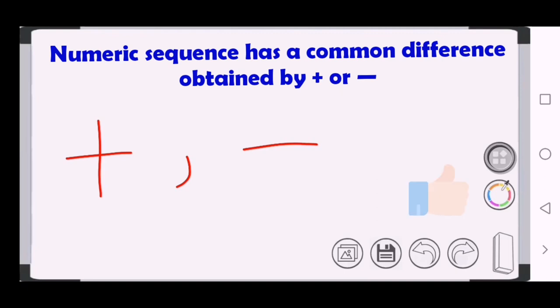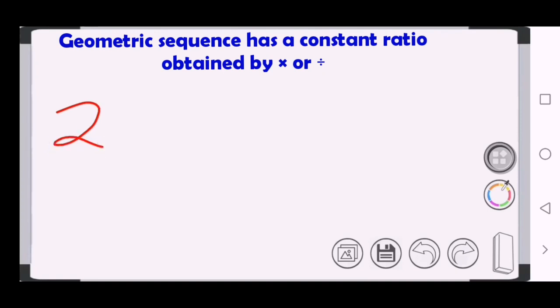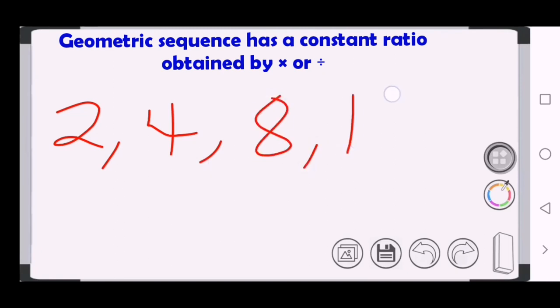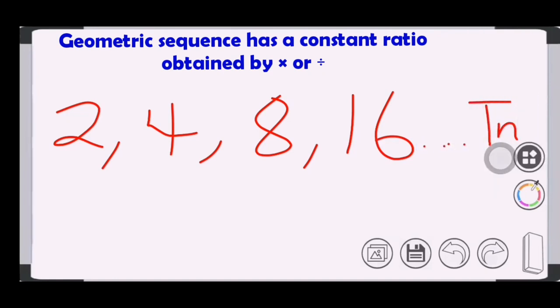Got it? Great. Now a geometric sequence can be like 2, 4. 4 times 2 we have 8. 8 times 2, 16. So in this pattern, up to a term that we don't know, we say Tn for a certain term that we do not know.